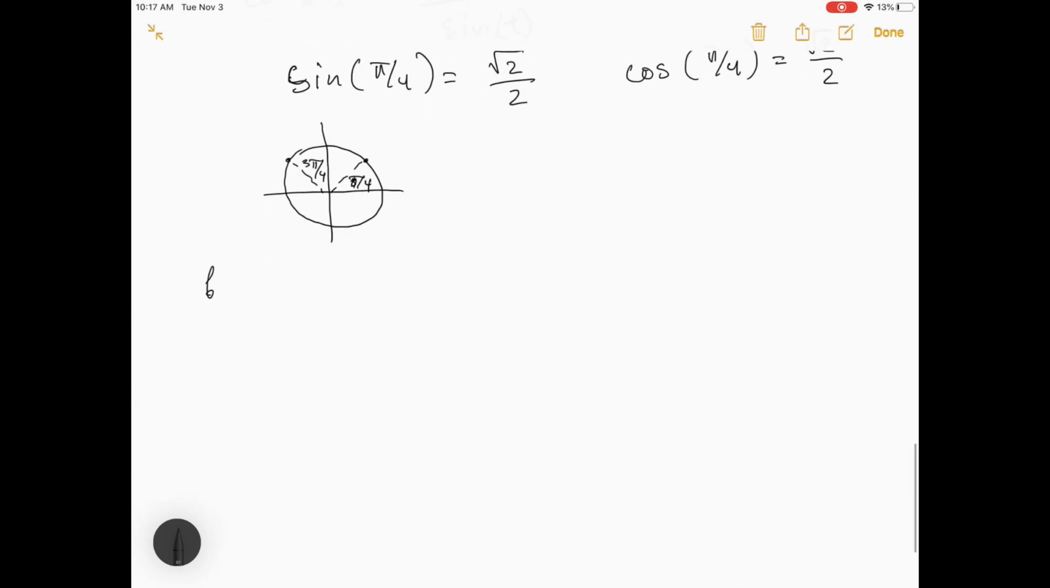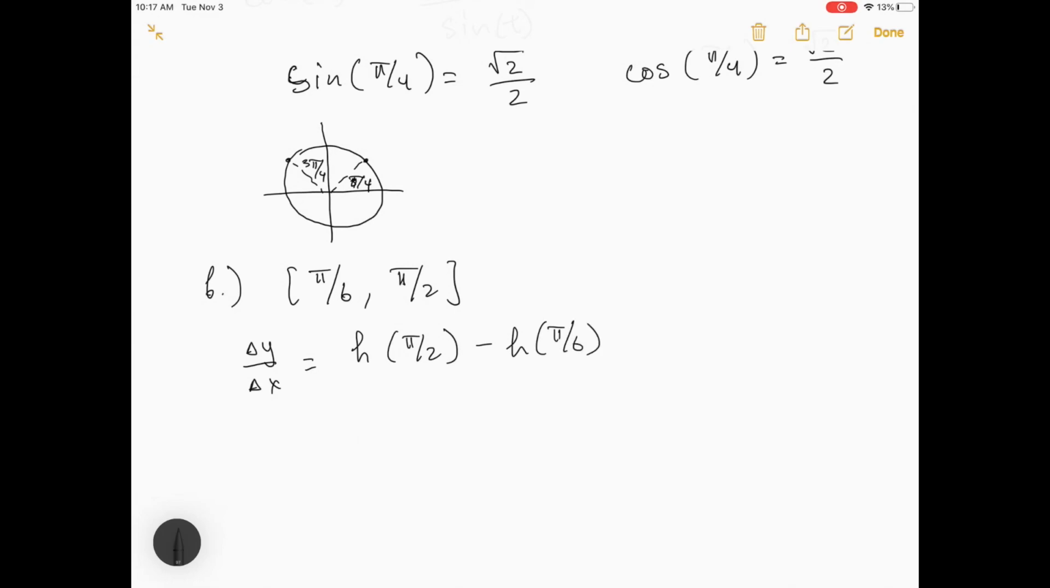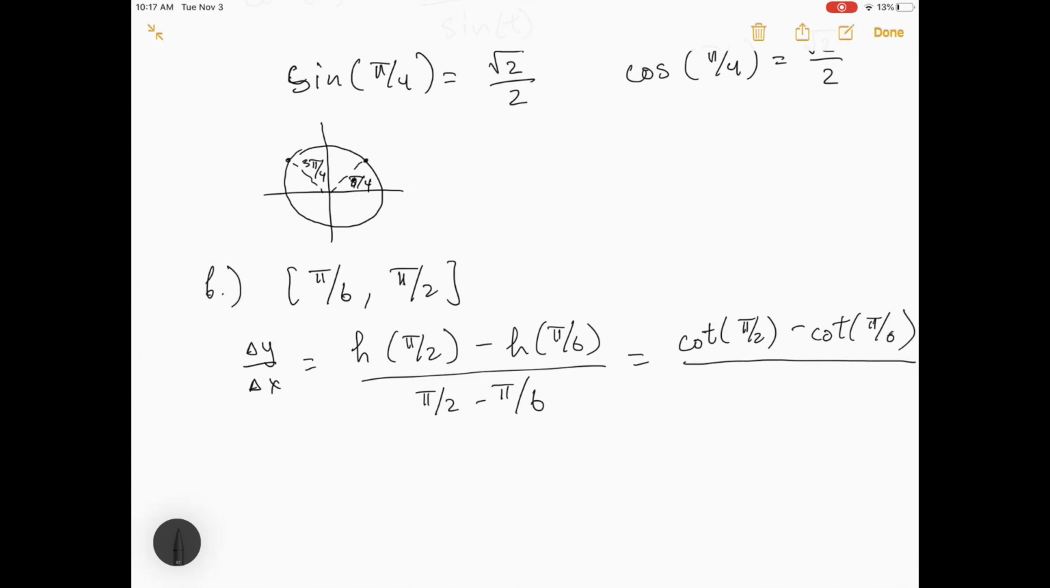Alright, for part B, I am given the interval pi over 6 to pi over 2. So delta y over delta x is going to be equal to h(pi over 2) minus h(pi over 6) divided by pi over 2 minus pi over 6. Writing out my functions, I have cotangent pi over 2 minus cotangent pi over 6 divided by 3 pi over 6 minus pi over 6. The value of cotangent pi over 2 is equal to 0, and the value of cotangent pi over 6 is square root of 3, and it's all divided by pi over 3.